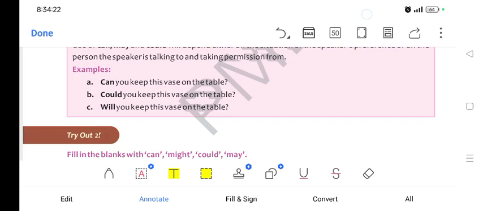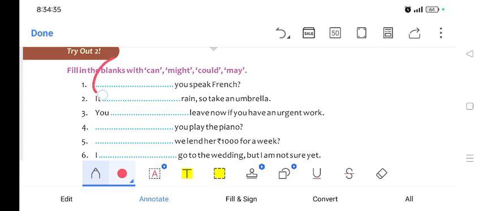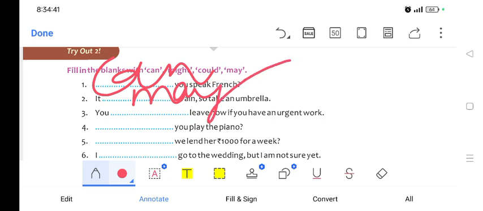So let's begin Try Out 2. Try Out 1 is already completed. Let's solve Try Out 2. Fill in the blanks with can, might, could, may. So, can you speak French? Okay. Next, it may rain, so take an umbrella. If you are writing it might rain, that is also correct. You may leave now if you have urgent work. Okay. Next one, can you play the piano?